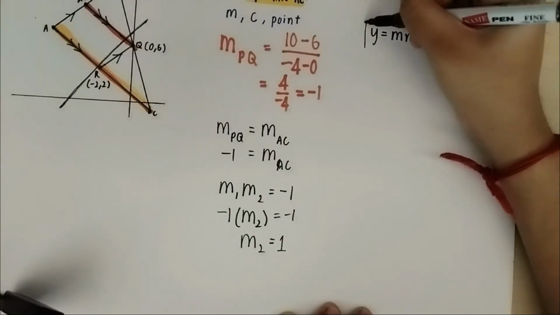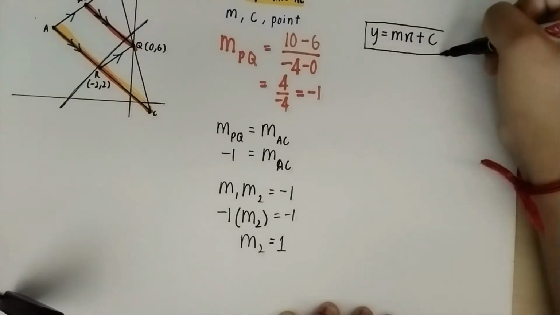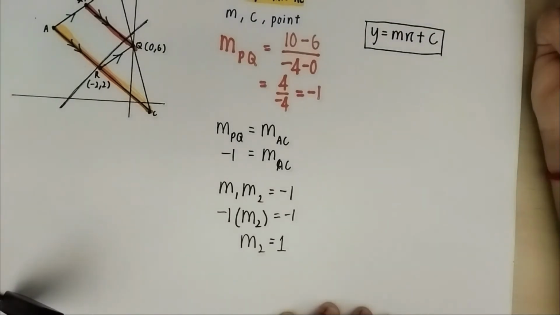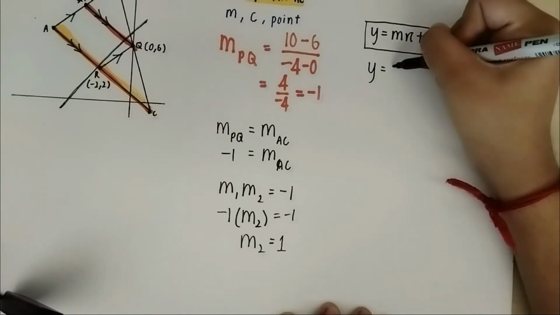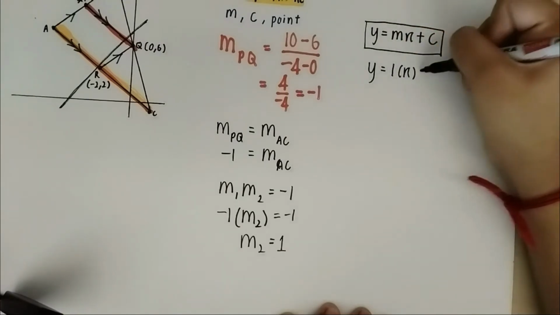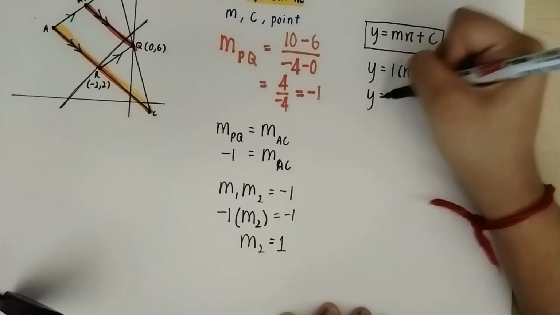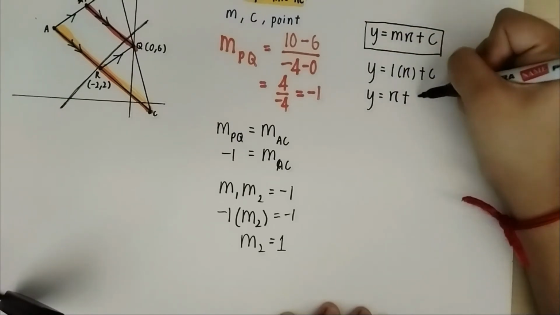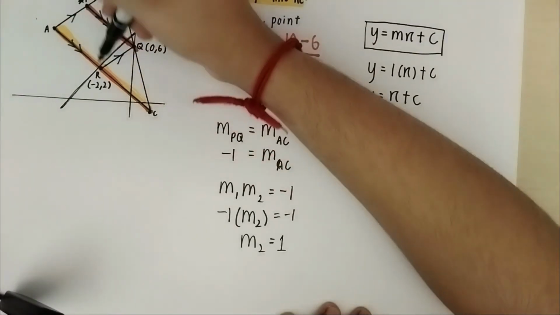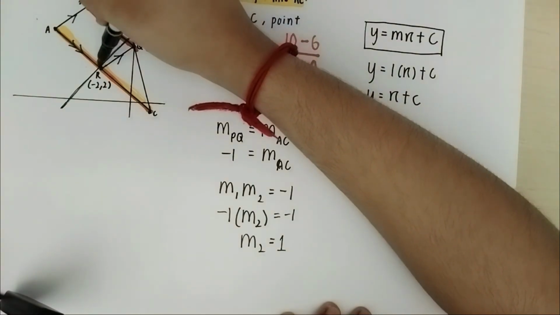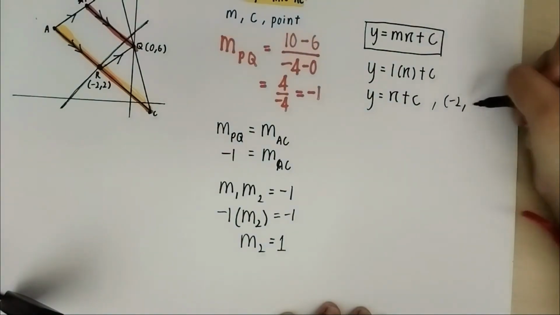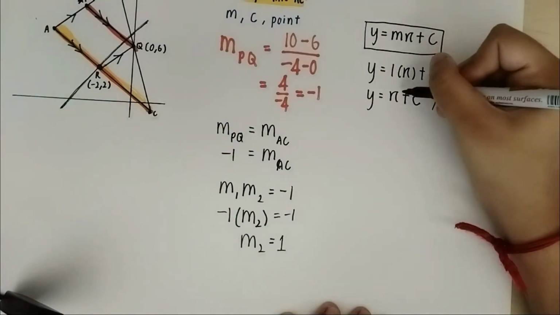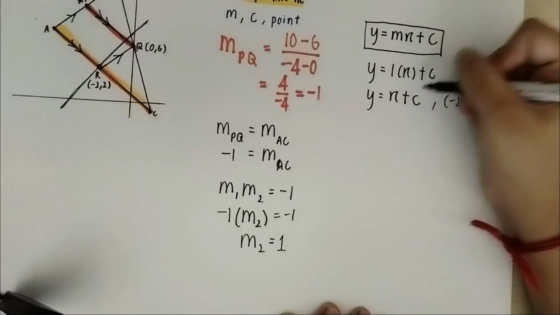So this is the general formula of a straight line equation. So from here, we know that our gradient is 1, which means the formula looks like this. And we already have one point, which is R. So we can substitute this point into this equation in order to get the value of c.